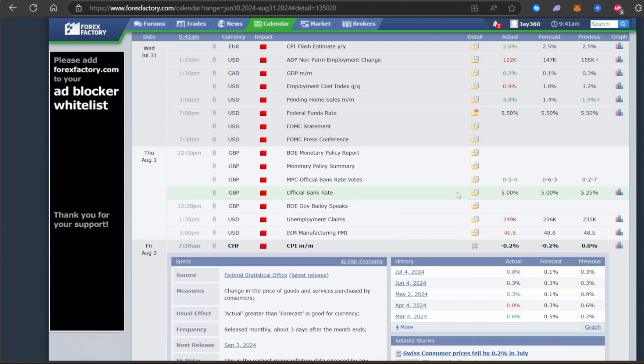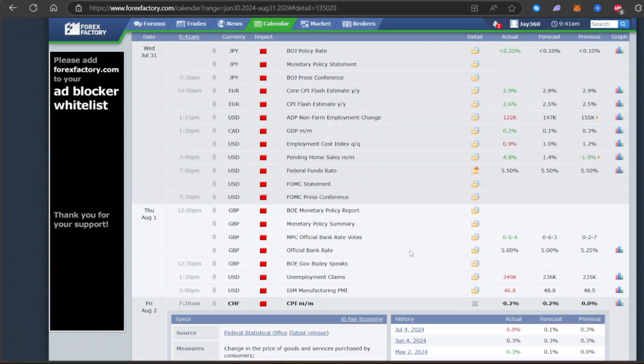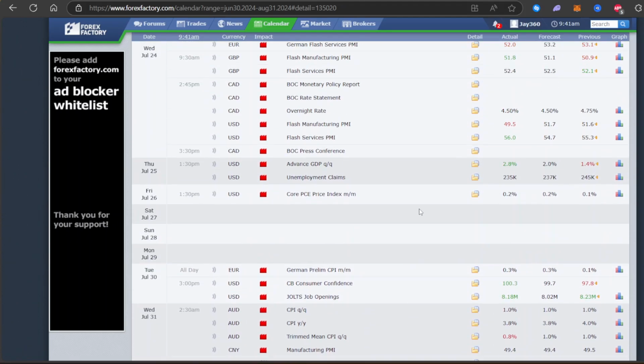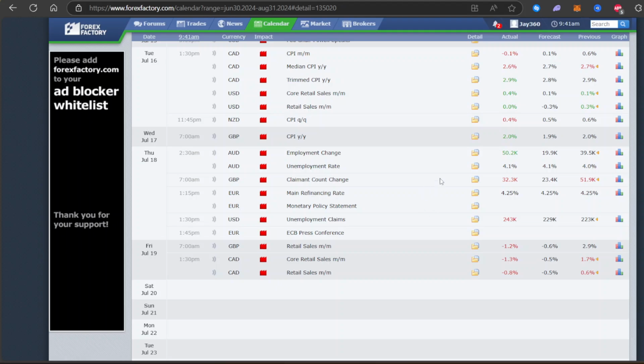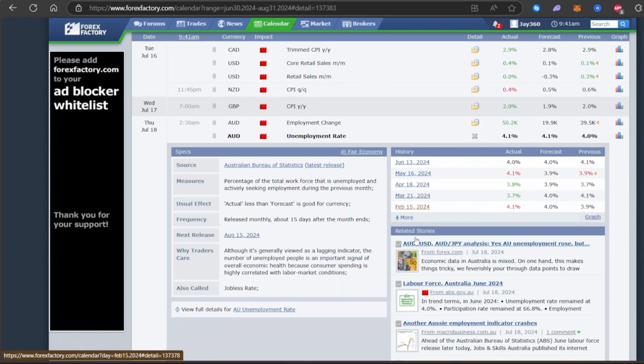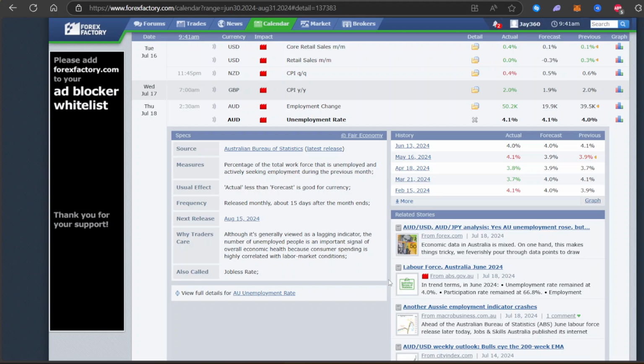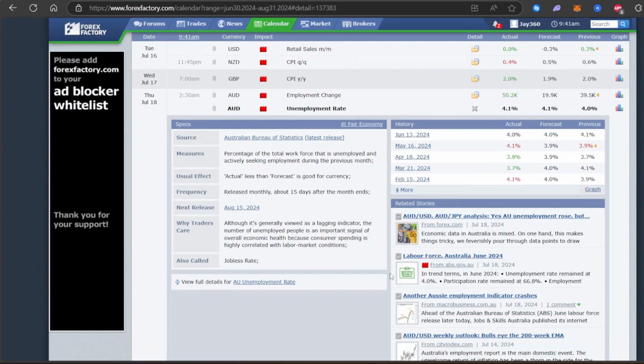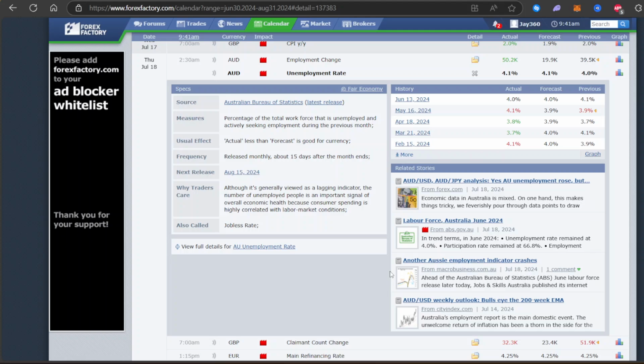Then the next is unemployment rate, such as this. Another key indicator is unemployment rate. High unemployment can signal an economic slowdown, which can lower the value of a country's currency as demand weakens. So traders pay close attention to changes in unemployment rate, especially around times when major economies like the US release their job reports.